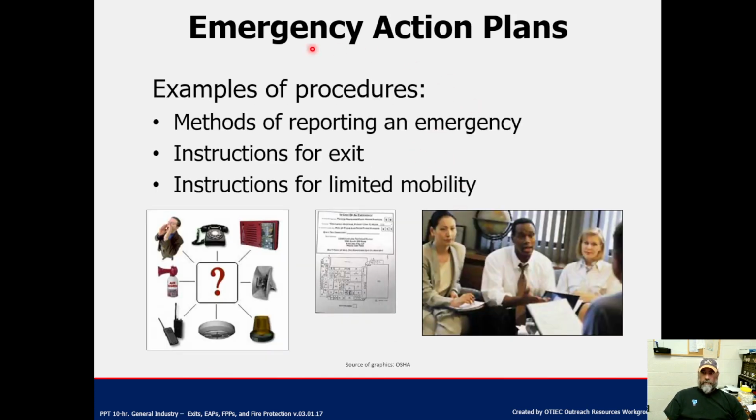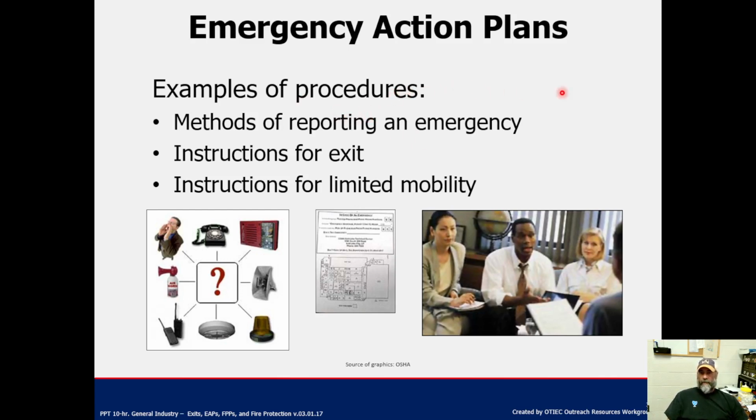So the procedures. This is a bare bones example of the procedures that you can have in an emergency action plan. For those of you who are in the military, you're probably quite familiar with something like this. A lot of people have these things, even for their home lives.